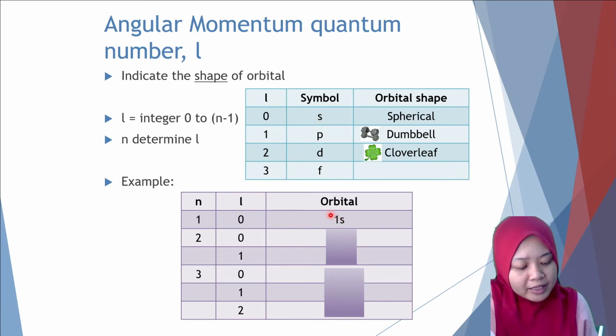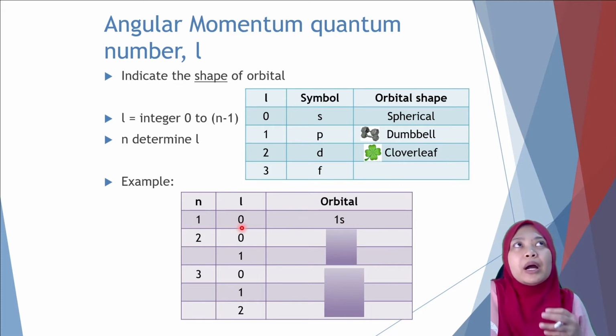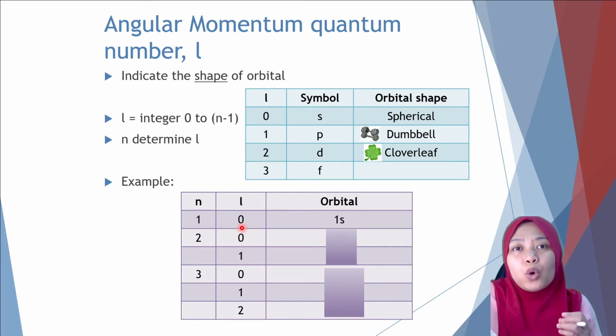Ni datang dari mana? This number 1 is referring to the n. s is referring to the l equal to 0. So this is how you identify the name of the orbital based on the quantum number.